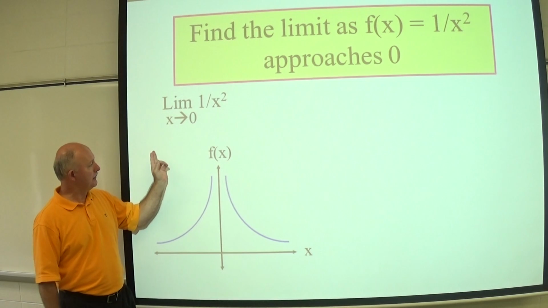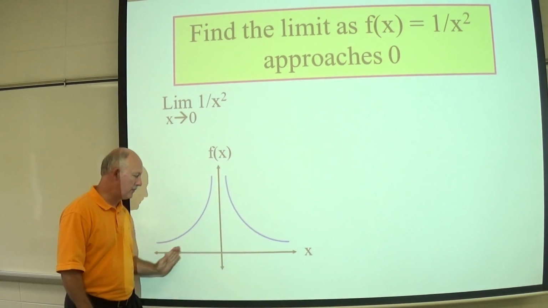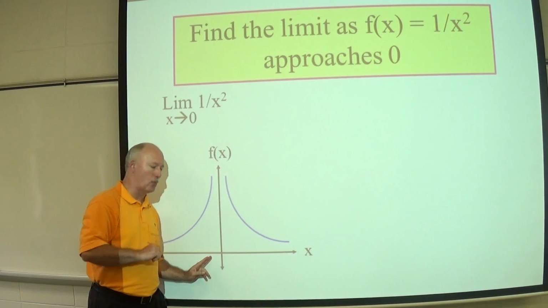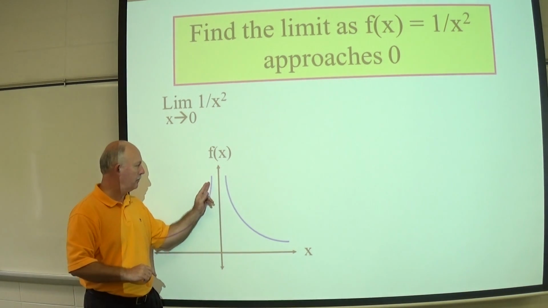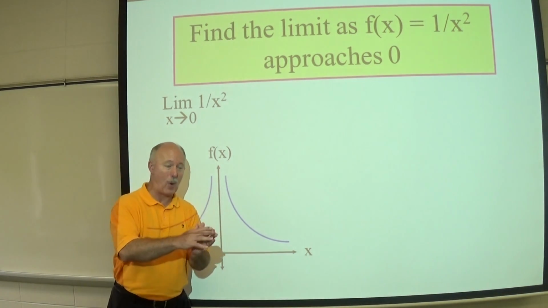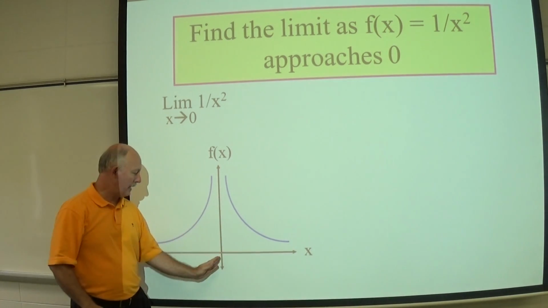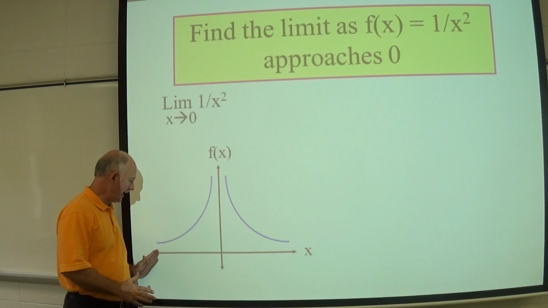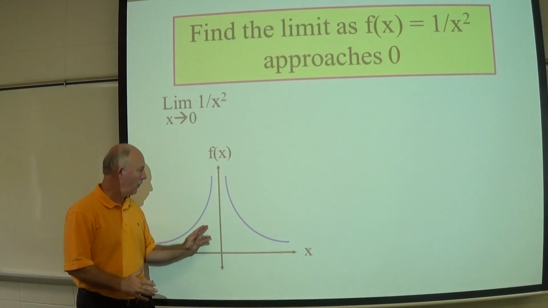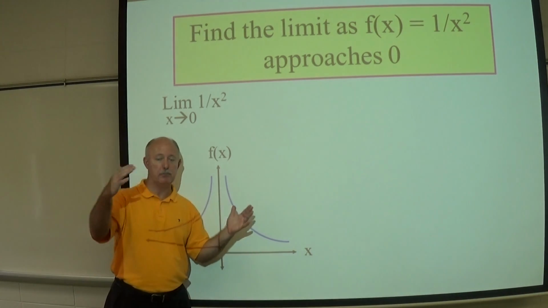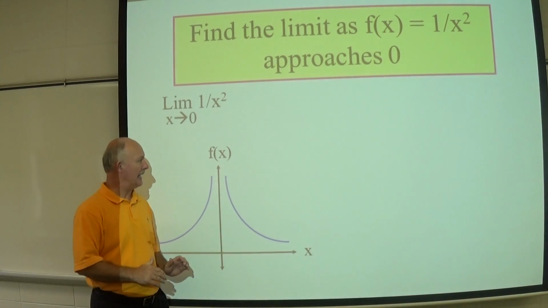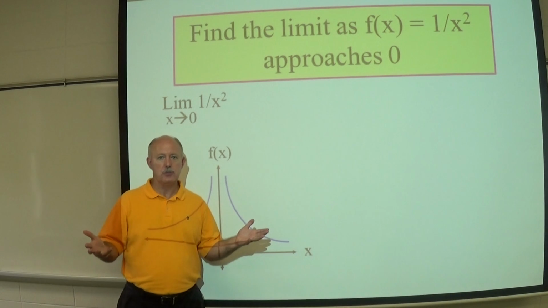Let's take a look at the left-hand limit first. Coming from the left-hand direction, as x approaches 0, notice what happens to the y value. The y value gets bigger, bigger, bigger. So basically, y goes to infinity. So what we have here, 0 is a vertical asymptote. As x gets closer and closer to 0, y gets bigger and bigger. Infinity is not a limit.